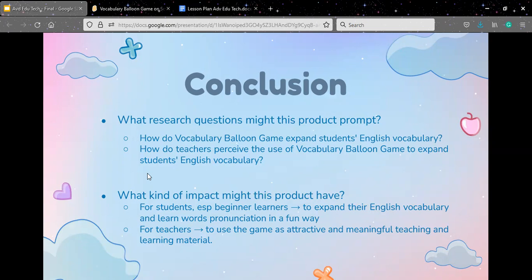The second question that I want to answer is, what impact can this product have? This product can give benefit to students and also to teachers. For students, especially beginner learners, this product can help them expand their English vocabulary and learn word pronunciation in a fun way. And for teachers, this game can be used as teaching and learning material because it is attractive and meaningful.